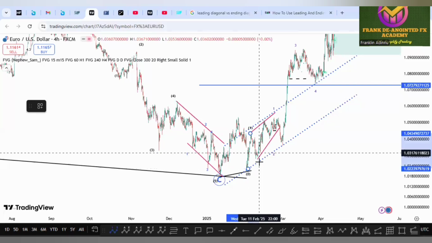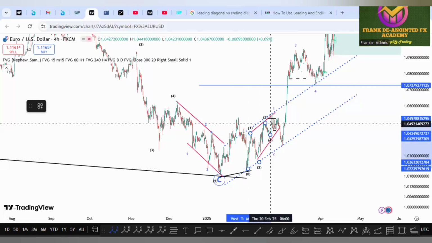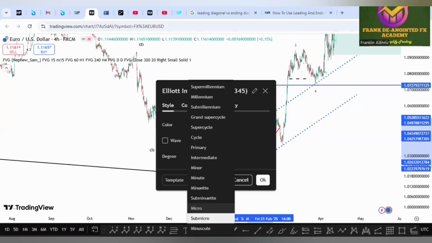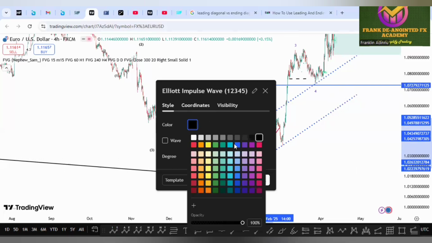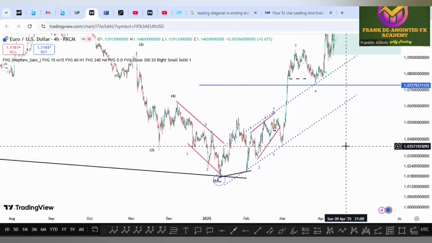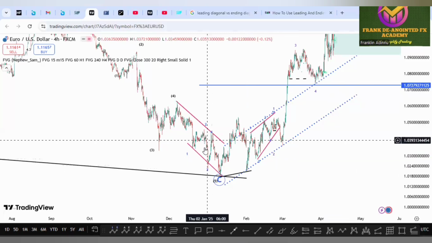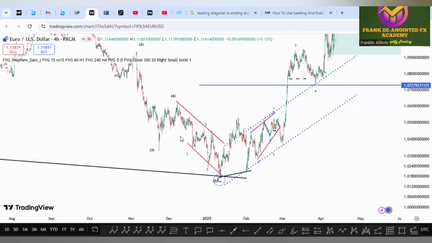It's not rocket science. It's what always occurs in the markets. It plays out all the time, only others can't see it. This is an ending diagonal. This is the ending diagonal. This is the leading diagonal.